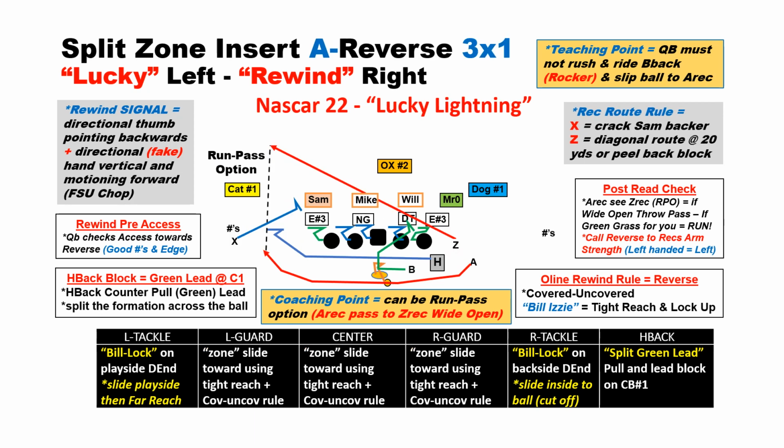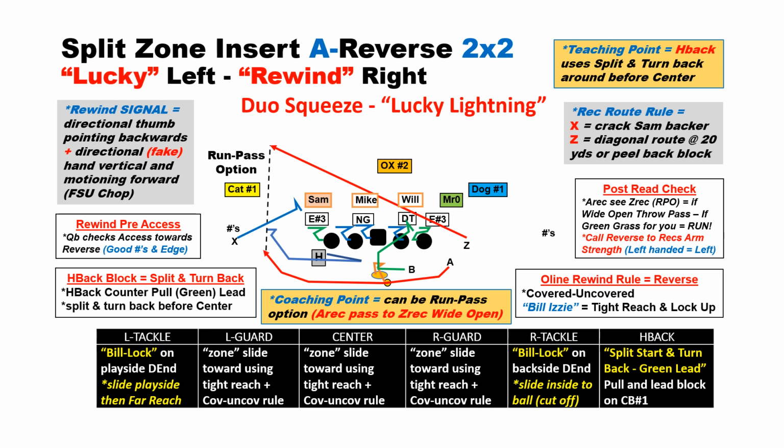We can do this with inside zone fakes now too. This is a split zone insert, and then we're going to go ahead and still run the reverse to the left. So now we call Lucky, still reverse left, but Lightning is the play call. So we're going to fake split zone to the left, where the back goes ahead and closes the back door still. You can see the H still pulls and leads. The X now is going to go ahead and crack on the Sam. Z does the diagonal, and the A receiver's got the reverse pass option.